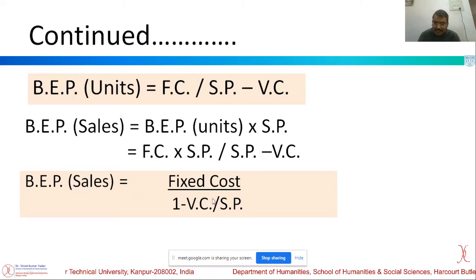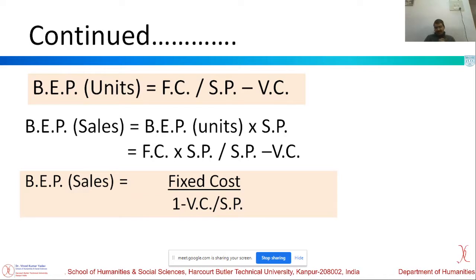And this is usually called the PV ratio in finance. PV ratio is 1 minus variable cost upon selling price, the profit volume ratio. This is the usual terminology. So you can also say that break even point in sales is the ratio of fixed cost to PV ratio, the profit volume ratio. Now, why is this called profit volume ratio? And how do we utilize it?